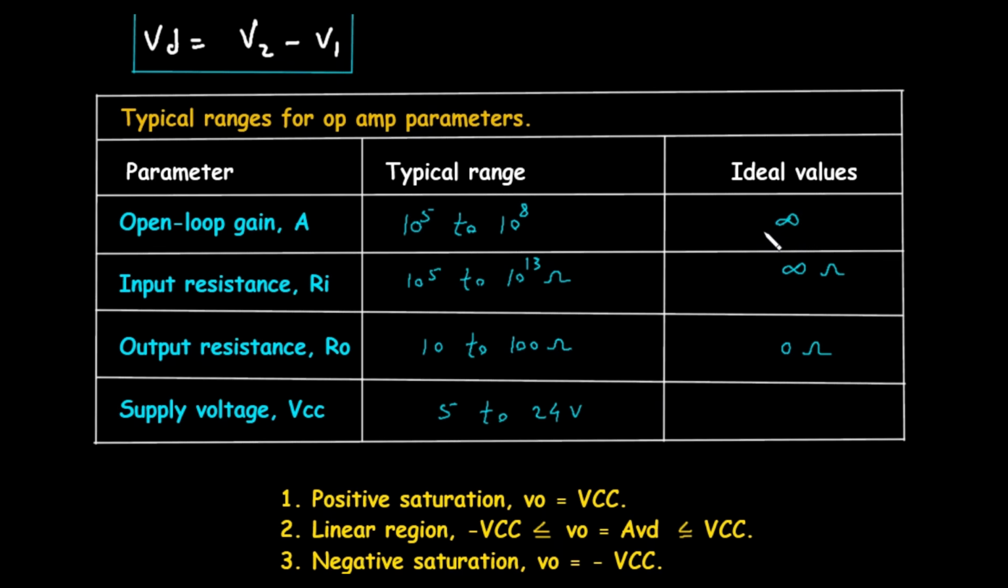Now a huge gain is what makes an OpAmp so powerful in feedback circuits. So this is about the OpAmp's open loop gain A. Then next is input resistance.